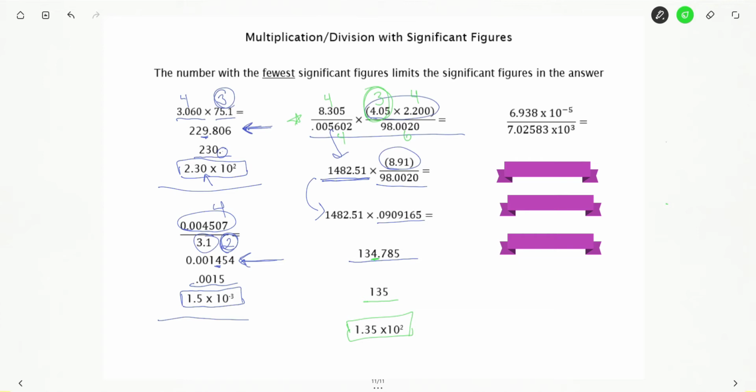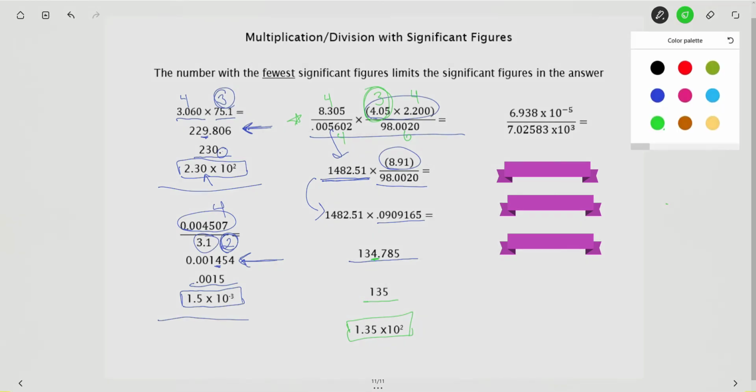So again, if you're doing a longer calculation, but it's all multiplication division, you don't have to worry about rounding each step. Actually, if you round each step, you can introduce rounding error. I recommend waiting until the very end and then deciding how many sig figs you need and round only at the very end.